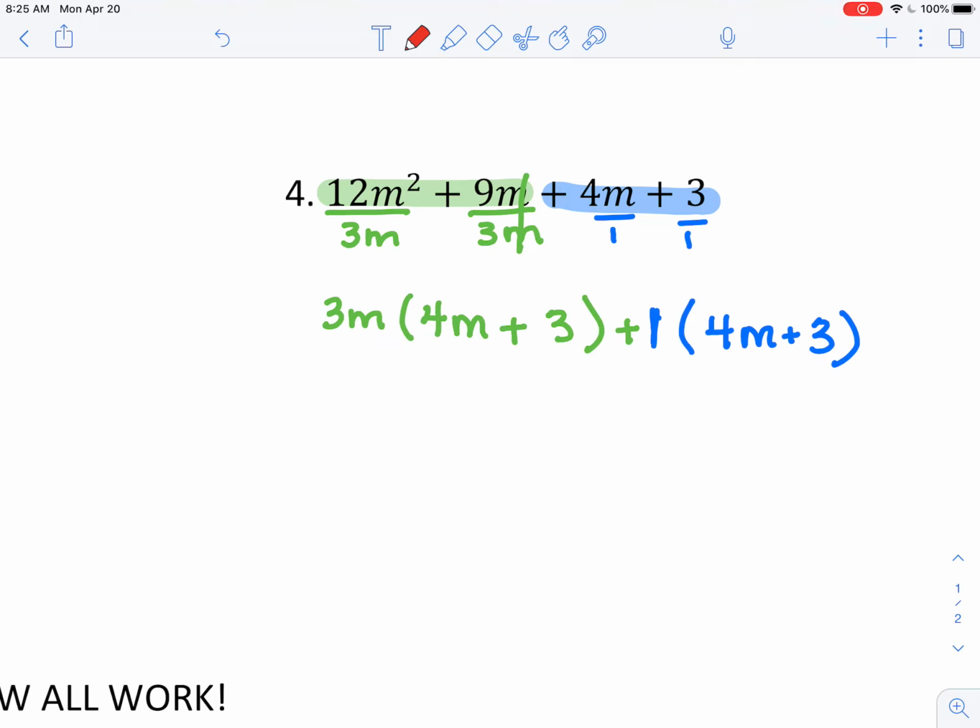Just be careful that you do factor out that 1, because once I take out my common parenthesis, 4m plus 3, when I put my leftovers in the second parenthesis, I have 3m, and I need that plus 1 for the last part of the binomial. Remember, these answers have to look like FOIL problems, so every parenthesis has to have two terms. So even if there is no GCF bigger than 1, still take out that 1 because we need it for our final answer.